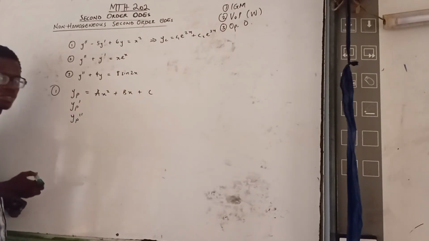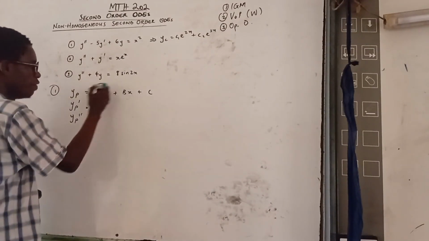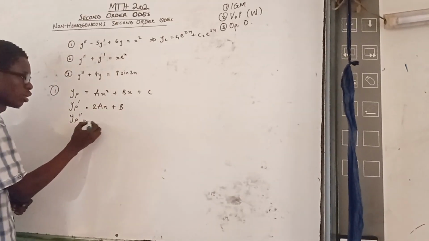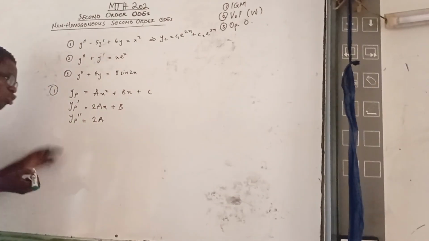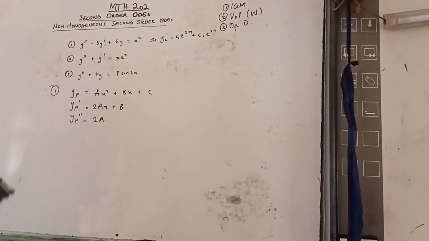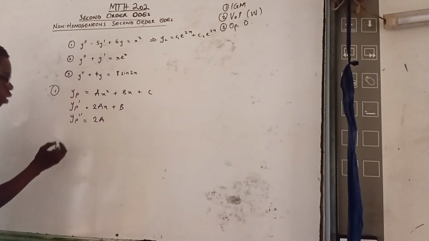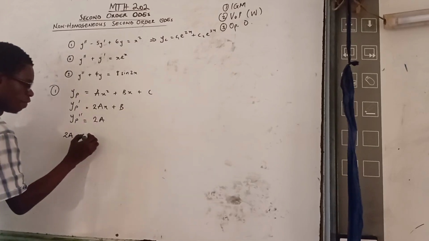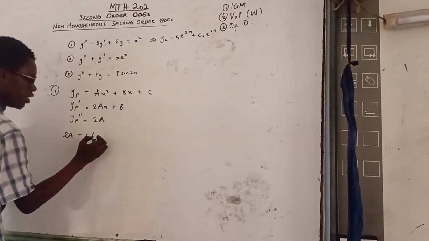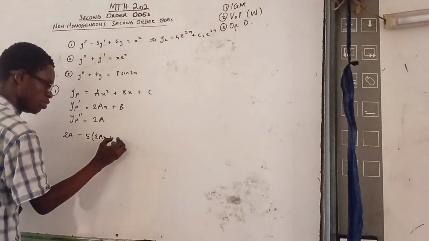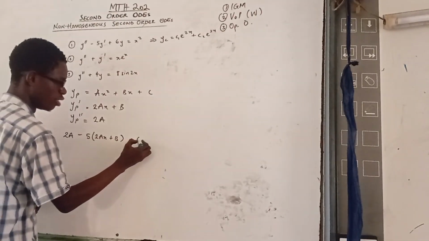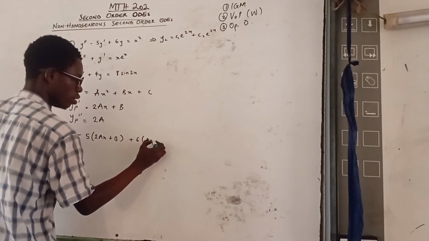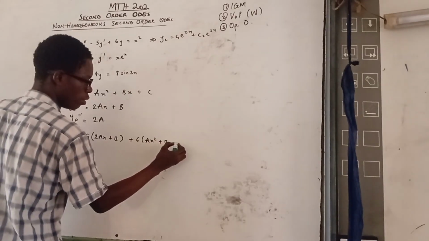Differentiate yp twice. Differentiate this, we have 2ax plus b. Differentiate a second time, we have just 2a. So we are going to be substituting this into our ODE. So our y double prime is 2a, minus 5 into bracket, y prime, which is 2ax plus b, plus 6 into bracket, y itself, ax squared plus bx plus c.